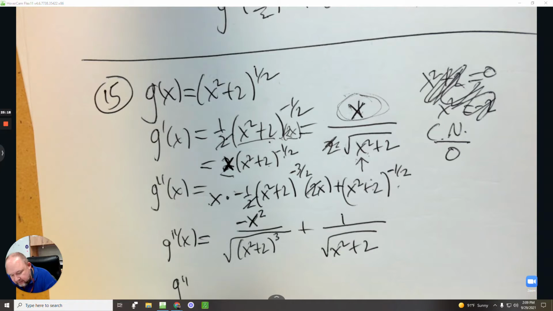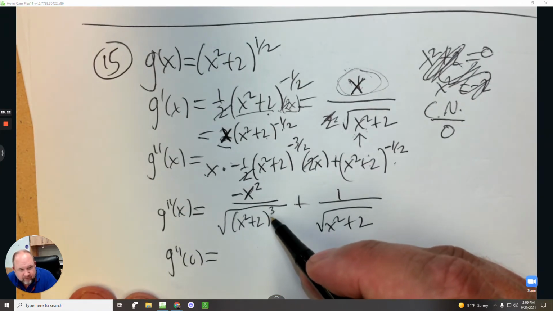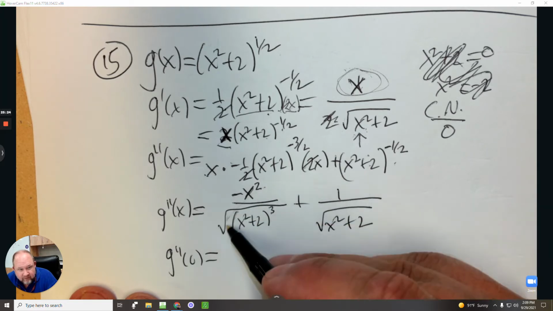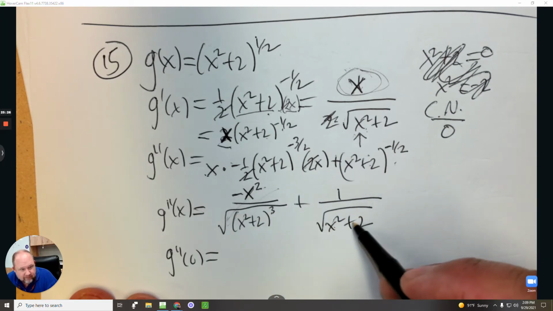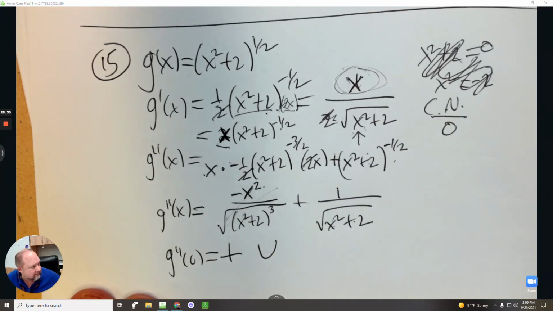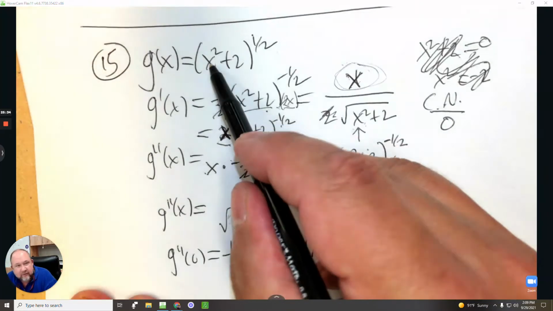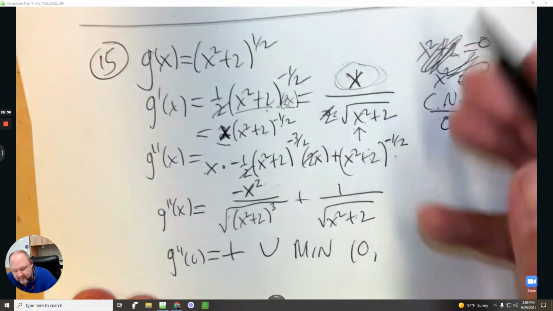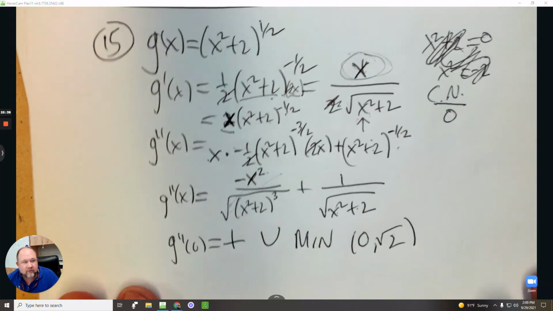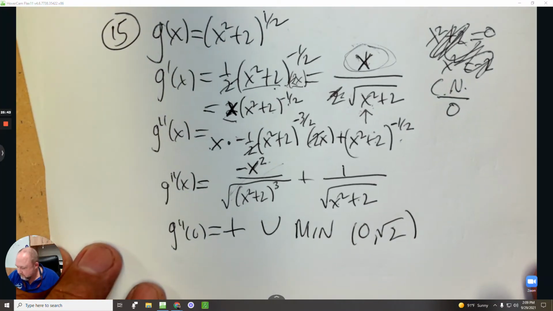When I plug 0 into the second derivative, I just want to know if the answer is positive or negative. So 0 gives me a positive answer, so it's concave up, so 0 is a minimum. So we have a minimum at 0, and if you plug that in, that's the square root of 2. So it's 0 and the square root of 2, there's a minimum. I know. We're good. Turn the page.